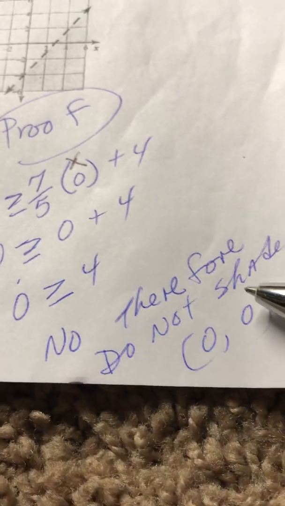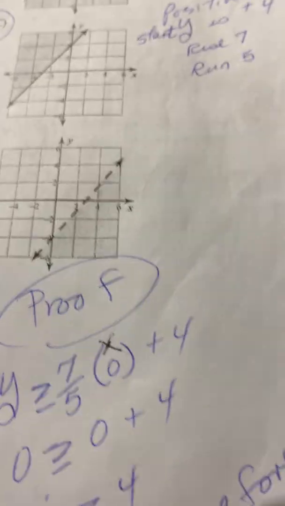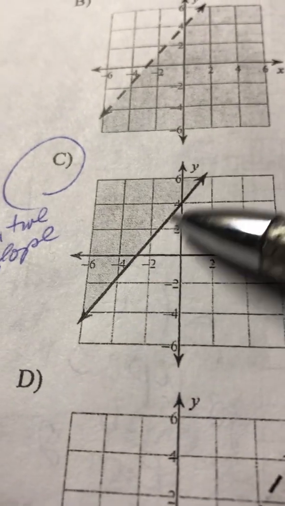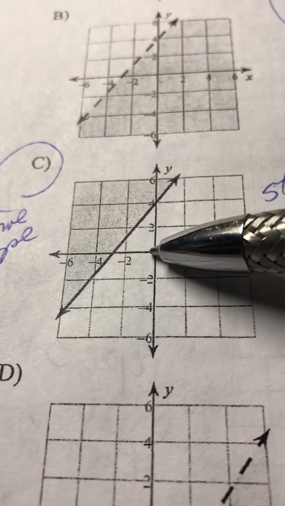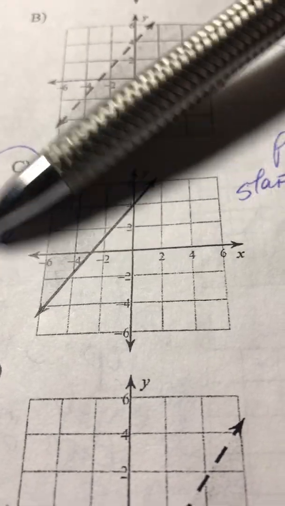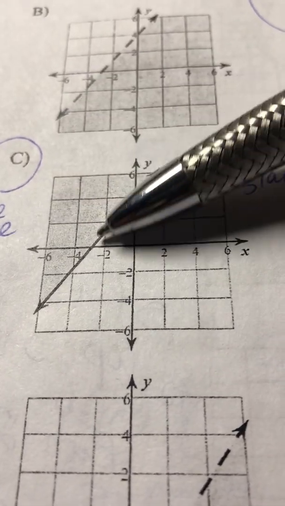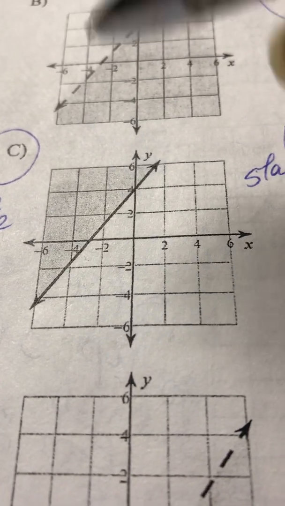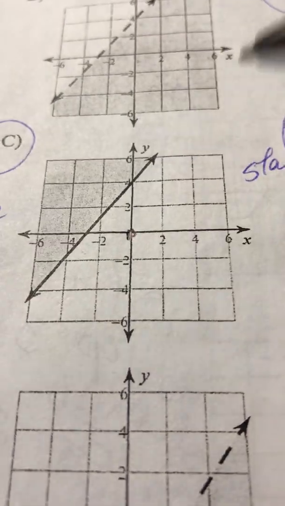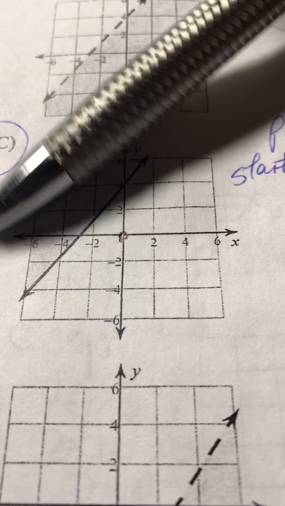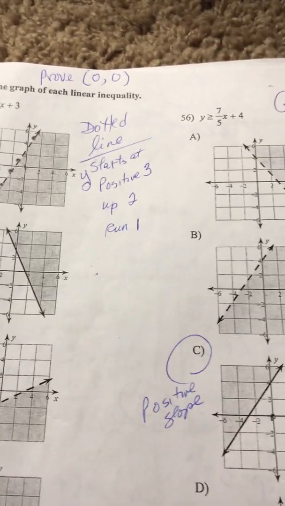So therefore, you do not shade in 0, 0. This is why on this solid line, this equal to, you do not shade in 0, 0. You shade in to the left of the line. You see that? You shade in the left side of the line. You do not shade in 0, 0. So that means you do not shade this side of this line. You shade that side of the line. That's how you do number 55 and 56.